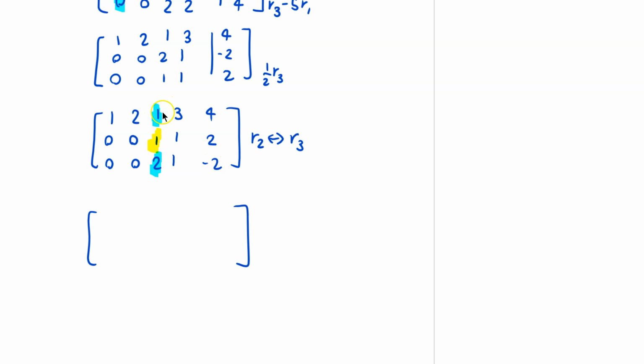If I want to make this guy a 0, I can simply subtract row 2 from row 1. So let me do that. My row 1 minus row 2, I subtract row 2 from row 1. These two guys will stay the same. 1 minus 1 is 0. 3 minus 1 is 2. And then 4 minus 2.